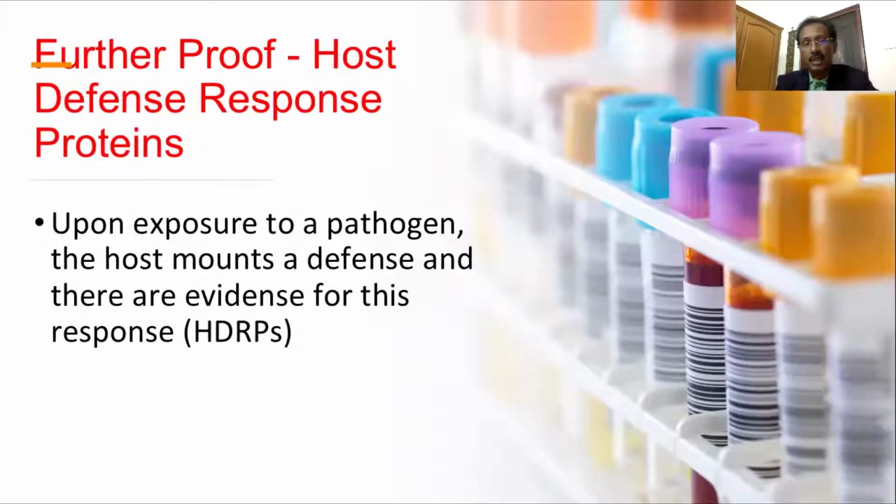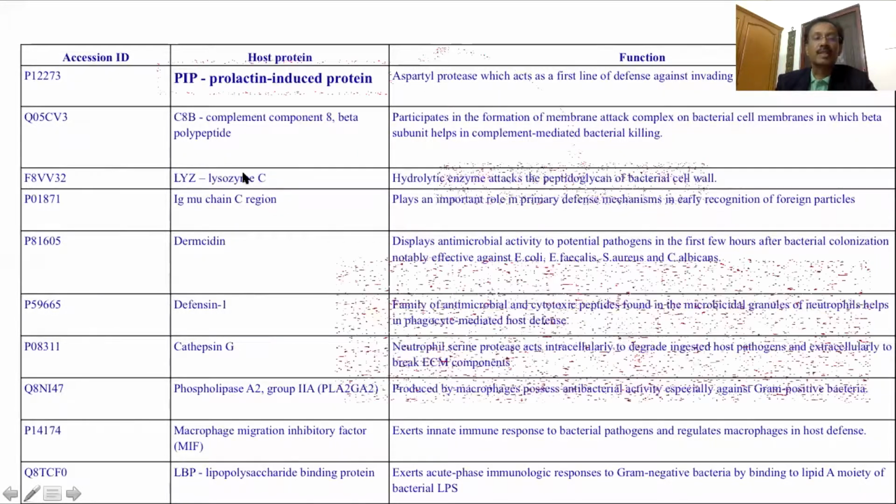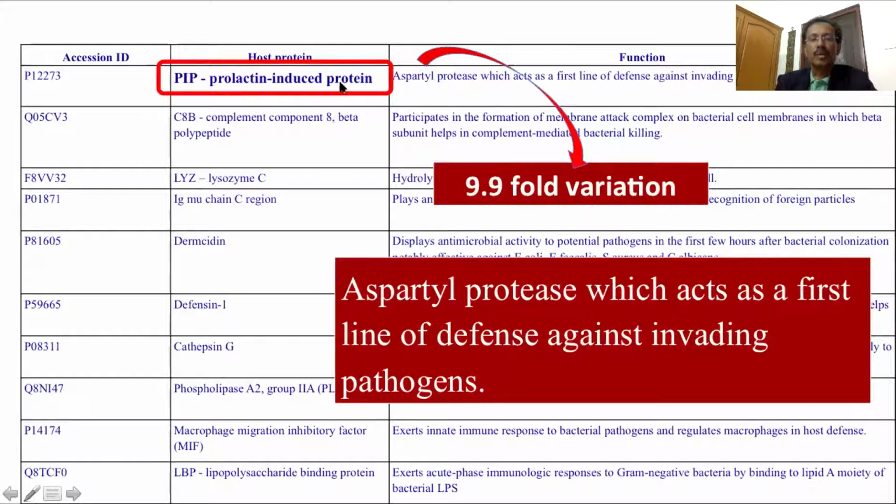In the third part of our study, there was further proof because we established the presence of host defense response proteins. Now we know that whenever a pathogen is exposed to the tissue, the human body mounts a defense. And the proof of this can be found from the presence of host defense response proteins. Now, you could see here, we were able to establish a whole number of host defense response proteins. For example, we found that prolactin-induced protein was 9 times higher than what was present in the normal disc.